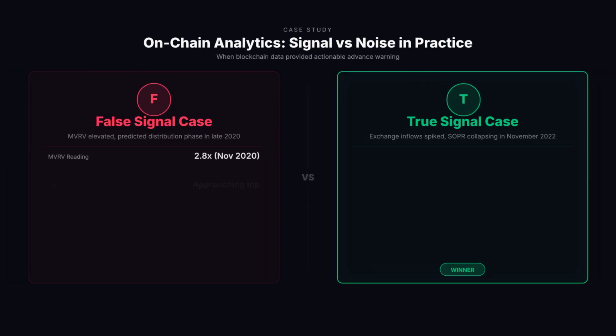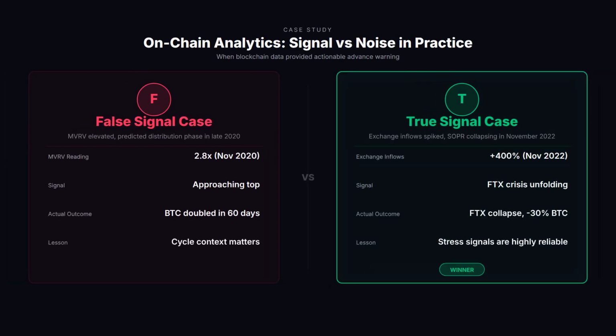The FTX collapse in November 2022 is perhaps the clearest validation of on-chain analytics as an institutional risk management tool. In the days before FTX halted withdrawals, analysts at Glassnode and Nansen flagged a dramatic and anomalous spike in Bitcoin and Ethereum inflows to FTX, coinciding with unusual wallet clustering patterns. These signals were visible to anyone with on-chain data access 72 to 96 hours before the collapse became public knowledge. Institutions that had implemented exchange flow monitoring and acted on the early warning signals were able to withdraw assets from FTX before the halt. Institutions relying solely on FTX public communications lost the opportunity to exit.